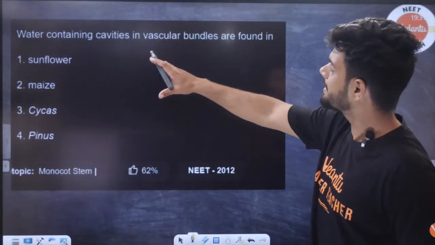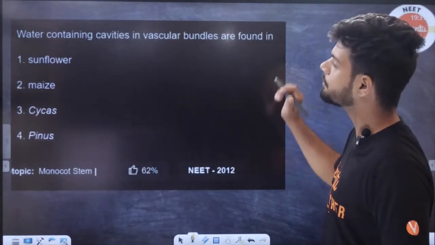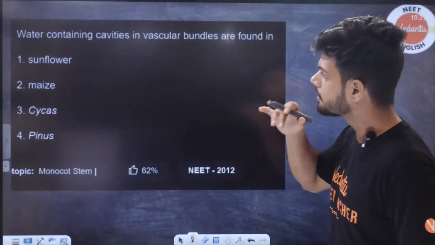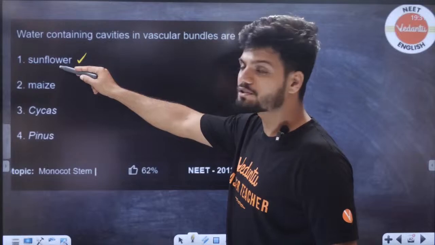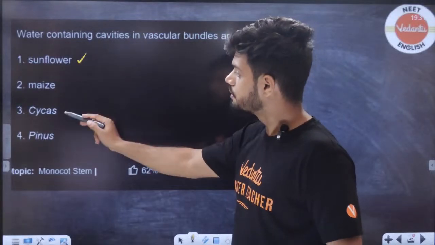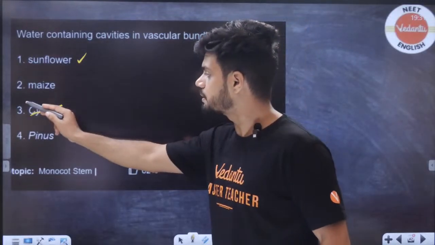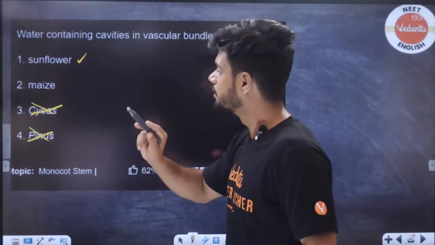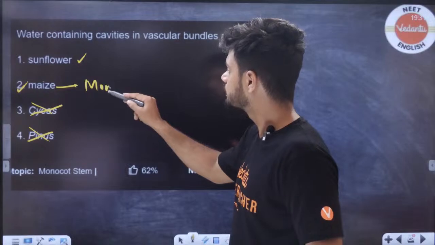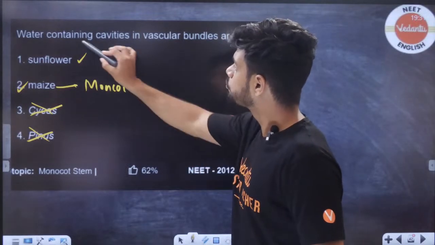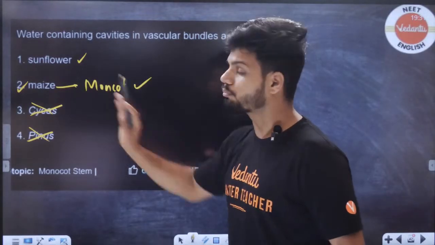Water containing cavities in vascular bundles are found in. Students, see this? We know sunflower is a dicot. Cycas and pinus both are gymnosperms. Gymnosperms gone. So maize is what? Maize is a monocot, and water containing cavities are present in the case of monocot.